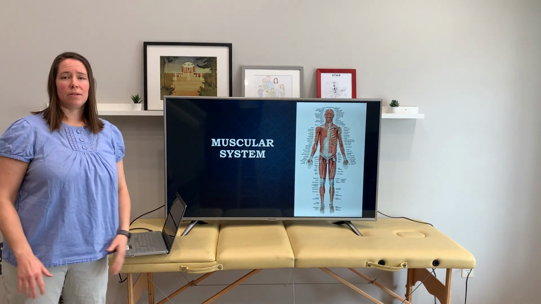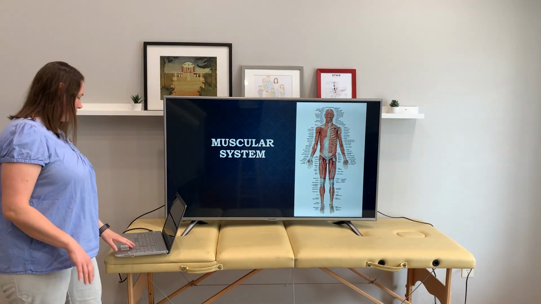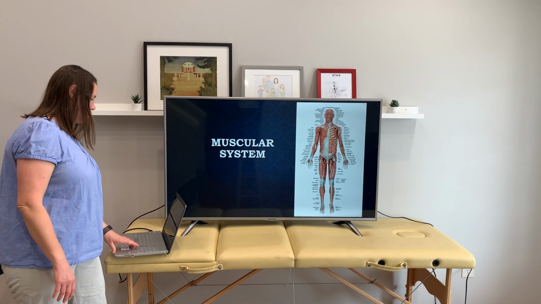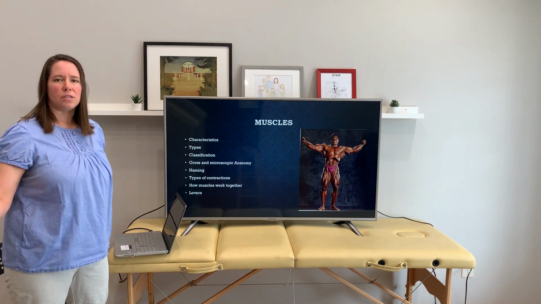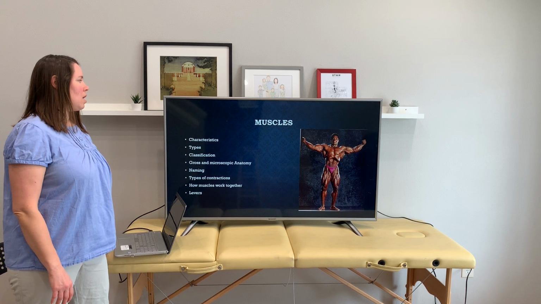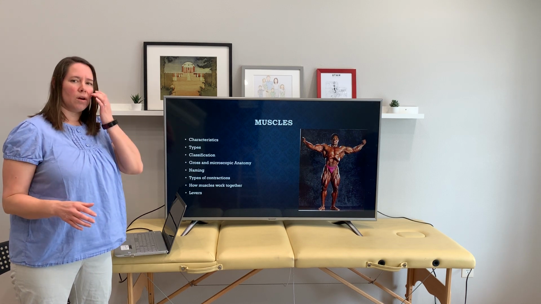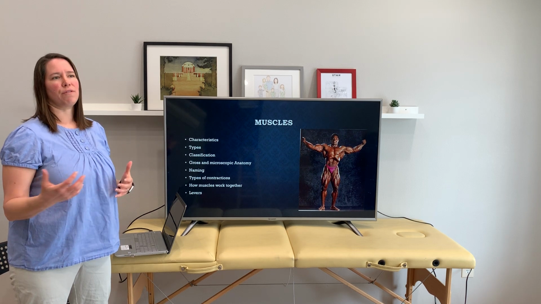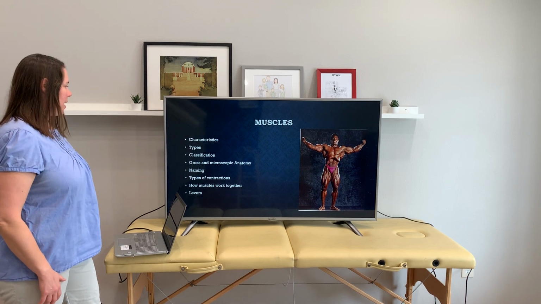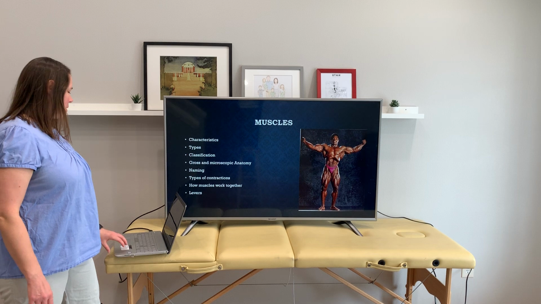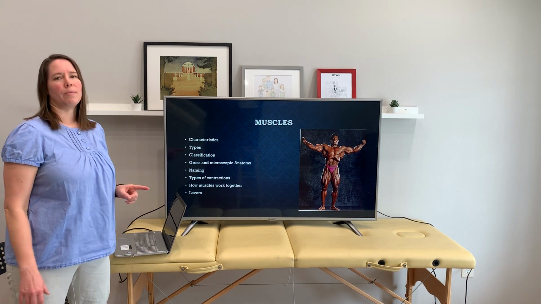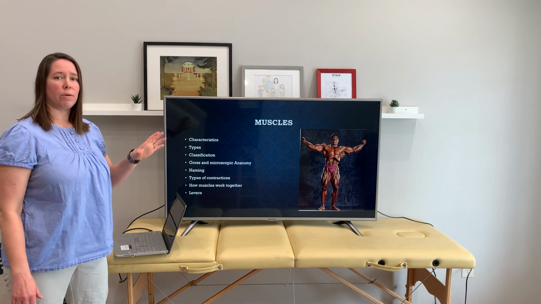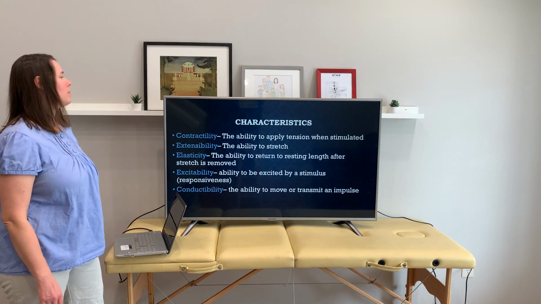So intro to muscular system today. You've already learned a lot of things about the muscles: origins, insertions, actions, innervations. Now we're going to get into a little bit more of the microanatomy, and the characteristics and how they function together. So we'll go through this today. We won't talk about levers because we covered that when we were talking about bones.